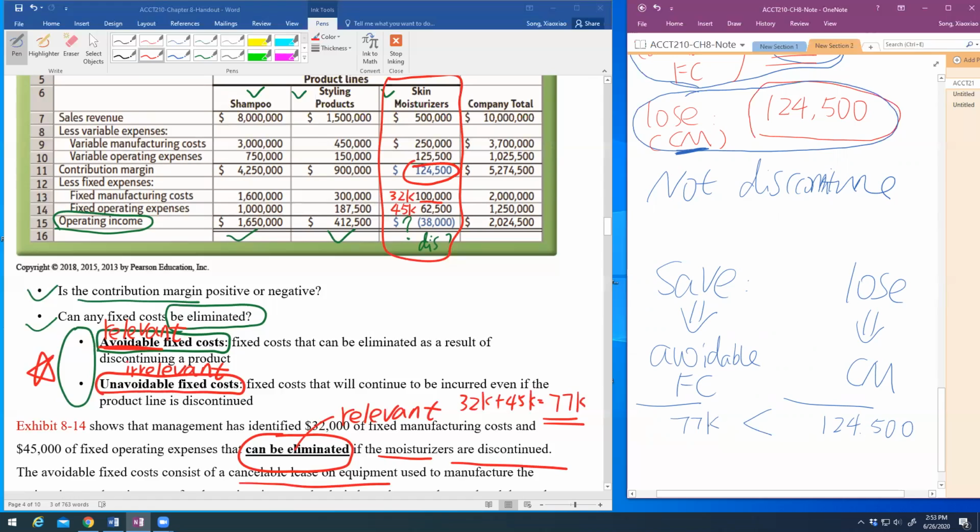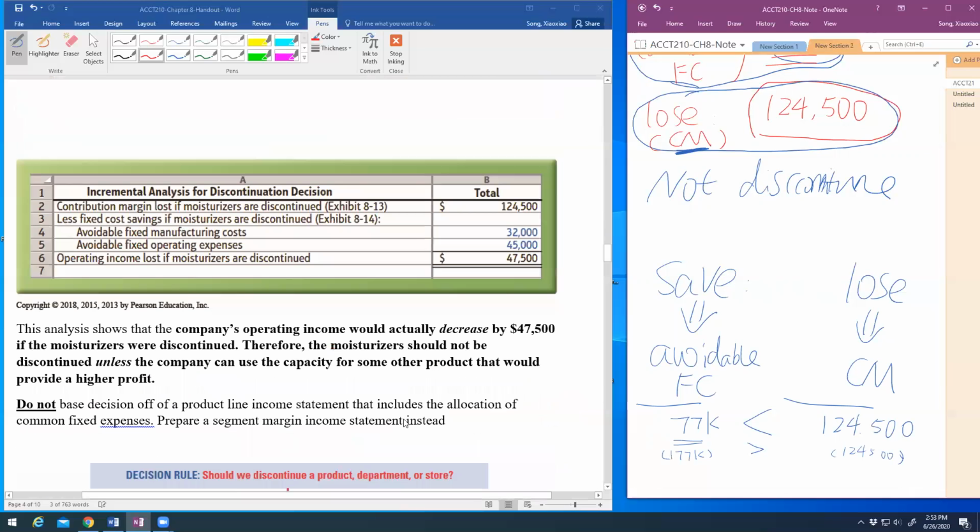But if we save more money than the money we lose, I'll just make up a number, let's say you can save 177,000 and you only lose 124,500, then in that situation you should discontinue this product, right? Think about this using your own words.